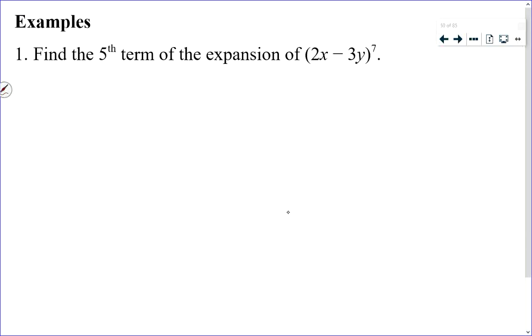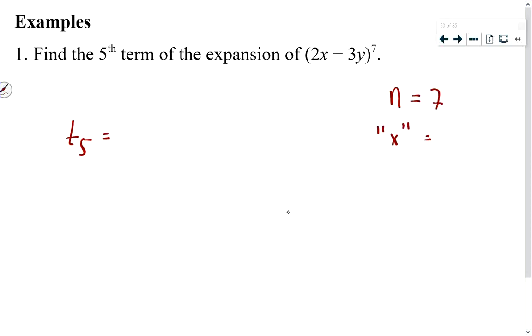What is the fifth term of this expansion? Now, what I'm going to do is create the fifth term of the expansion as if we didn't know about the formula, as if it were before this lesson, with what we learned yesterday. I'm going to say that the fifth term of the expansion will be, well, let's see, n is 7.